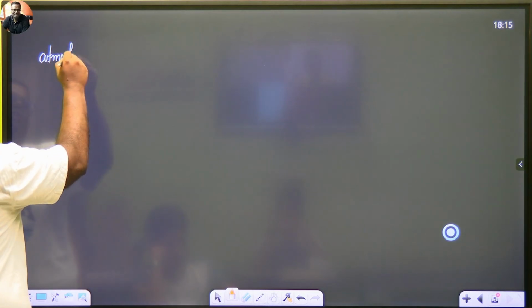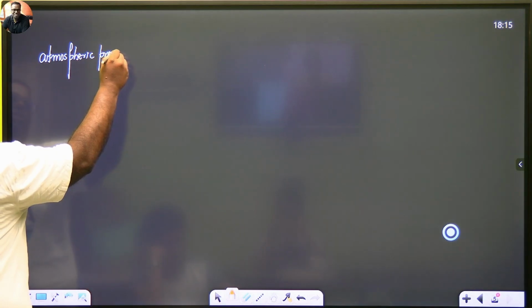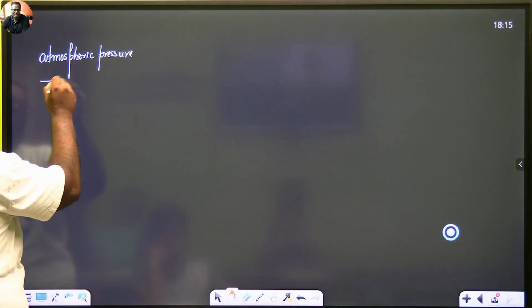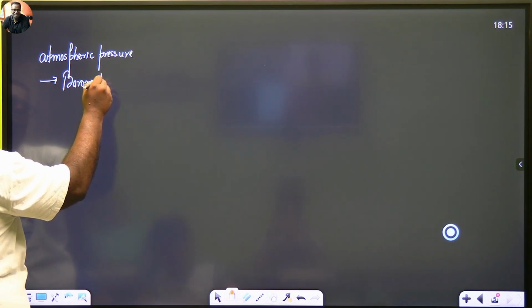Now what we need to understand in pressure in gases, more interestingly for our chapter, is atmospheric pressure. Note down this device. The atmospheric pressure is measured by a device called a barometer. Barometer. Now, what is the atmospheric pressure?